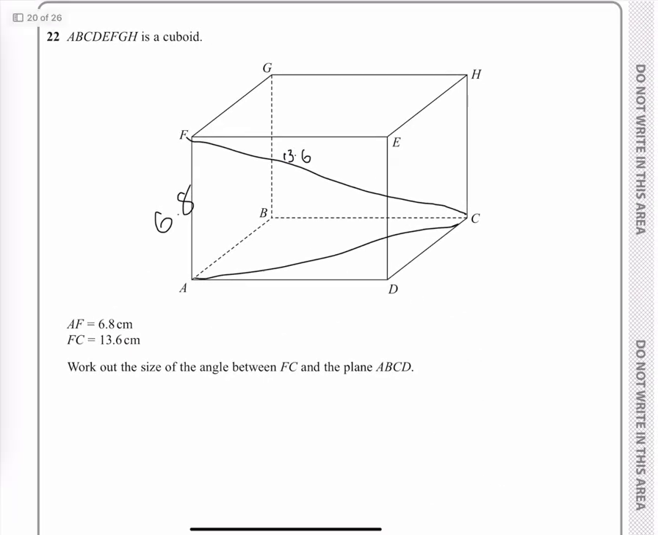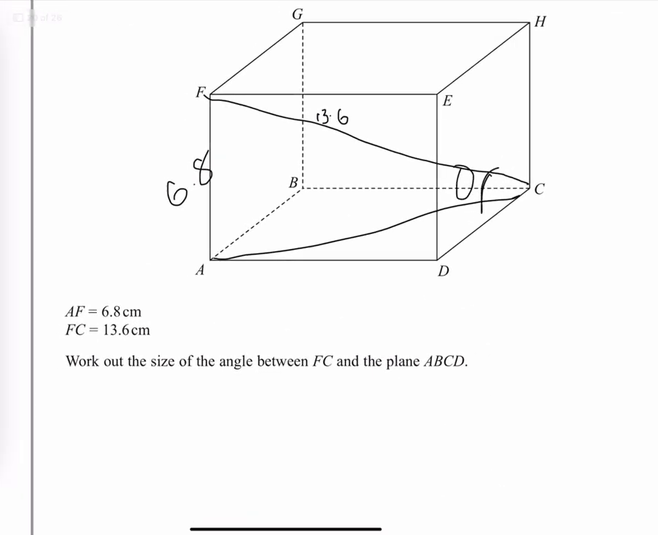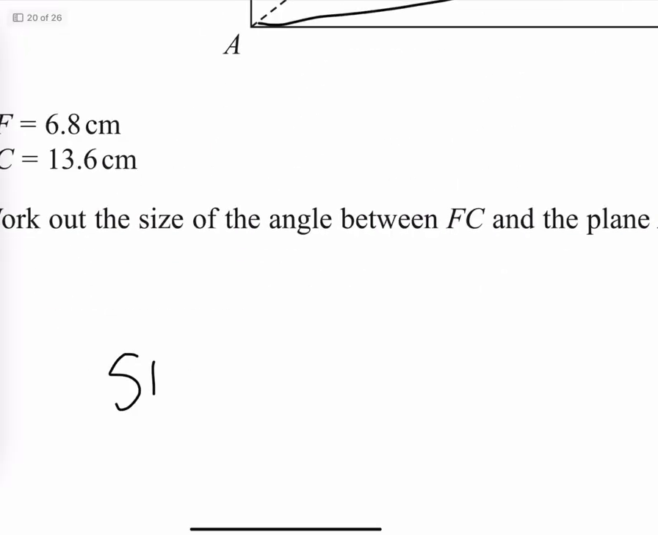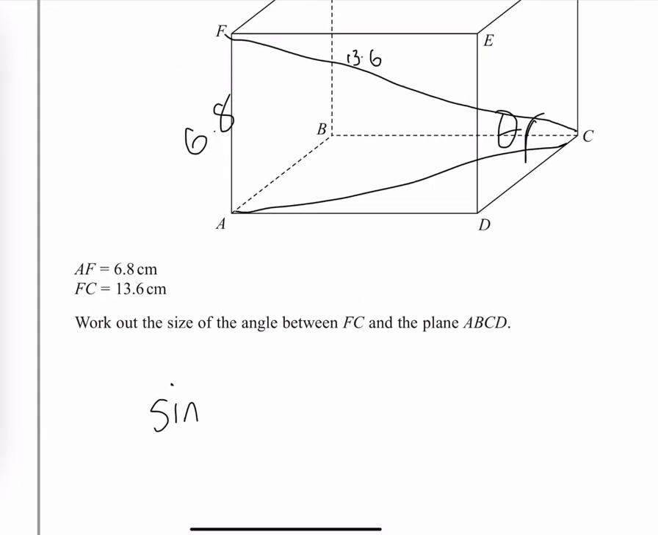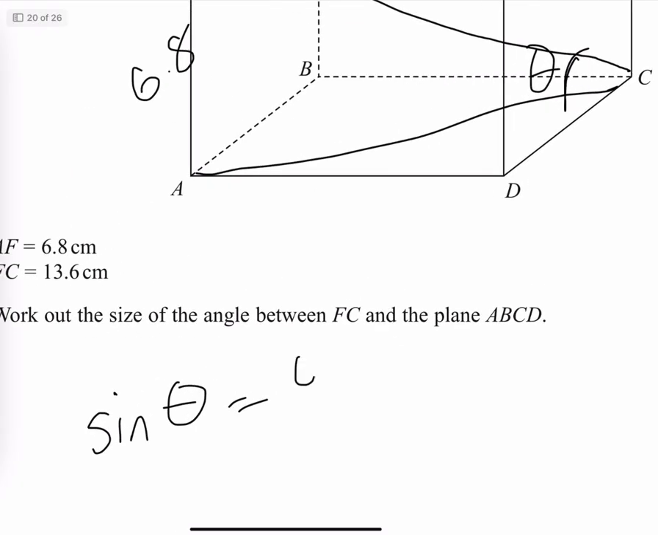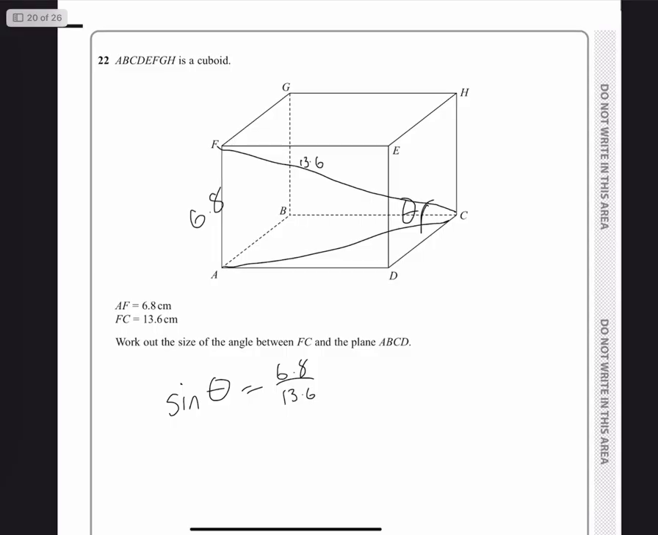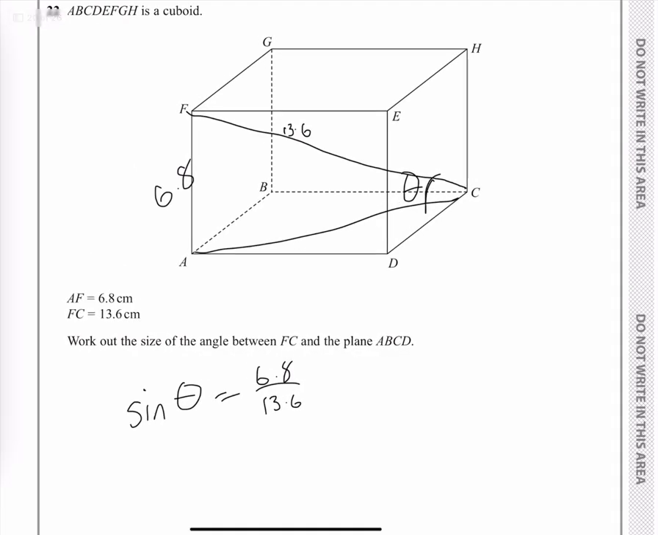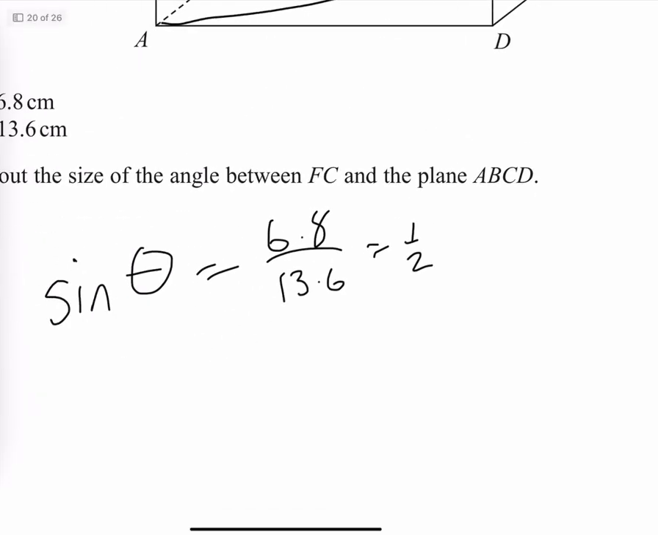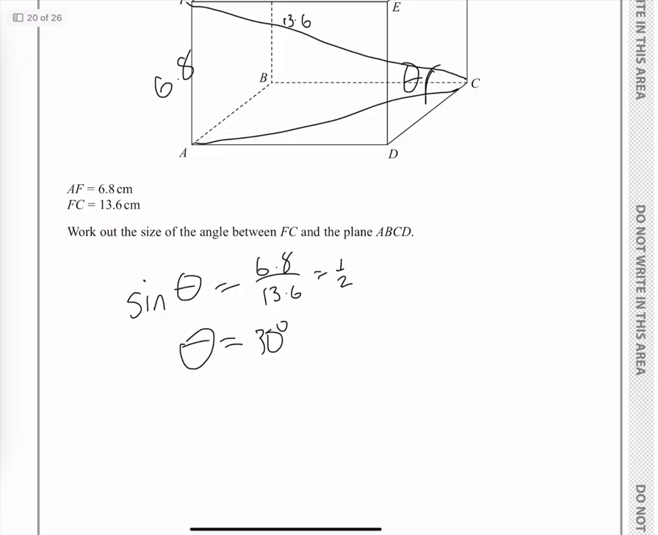So, here's our angle we're looking for. What do we have? We have the opposite, and we have the hypotenuse, so we're using sine. So we have sine of theta equals 6.8 over 13.6. Is that it? Yeah. And excitingly, what you might know is that's a half. And that, hopefully you know from being drilled into you, this is 30 degrees. Moving on.